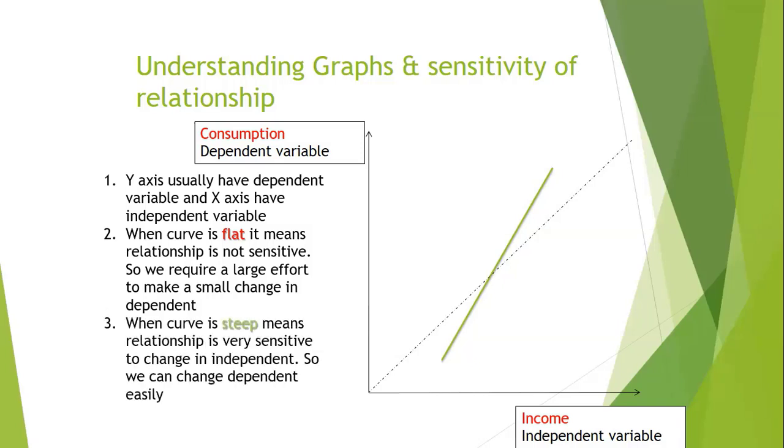So the curve is steep, which means the relationship is sensitive. It means a small change in the independent variable will create a large change in the dependent variable. As a company, if your dependent variable is customer loyalty, and your team has proposed possible issues, possible reasons of change in loyalty, and you plot them on the graph.